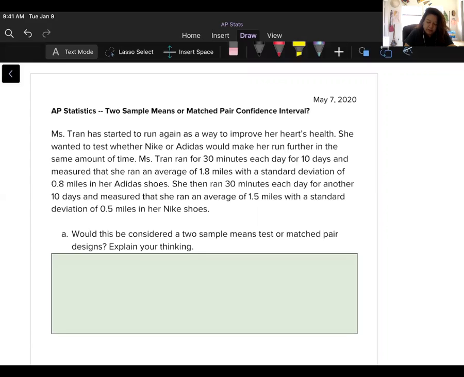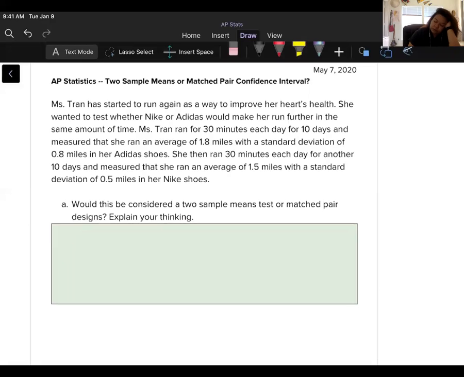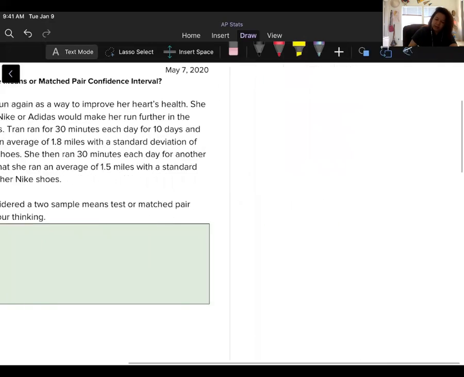She then ran 30 minutes each day for another 10 days and measured that she ran an average of 1.5 miles with a standard deviation of 0.5 miles in her Nike shoes. Part A says, would you consider this a two sample means test or a matched pair design? Explain your thinking. So remember that a matched pair design, and this is something I'm going to write on the side for some notes.